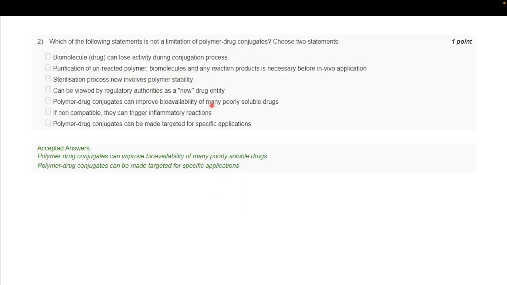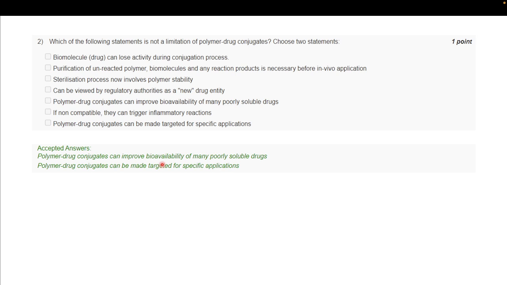We are supposed to list what are not the limitations. So what the question is trying to tell you is that you have to list some of the advantages of this system. First, polymer drug conjugates can improve bioavailability of many poorly soluble drugs. As I said, let's say your drug is a very hydrophobic molecule.